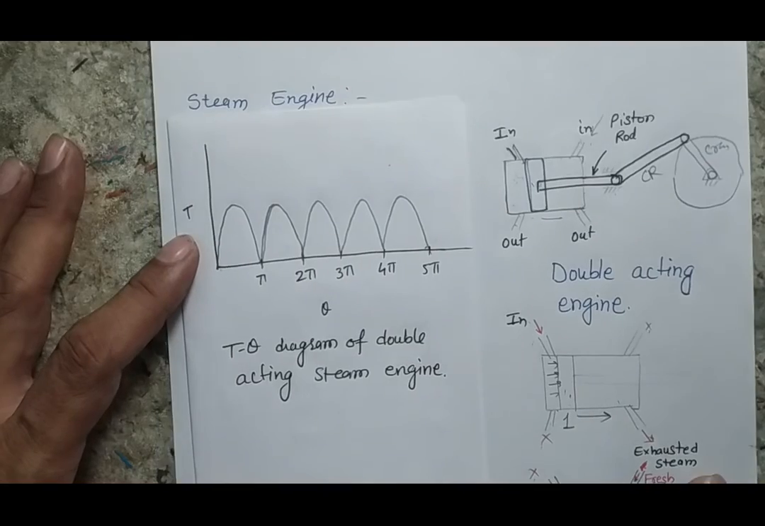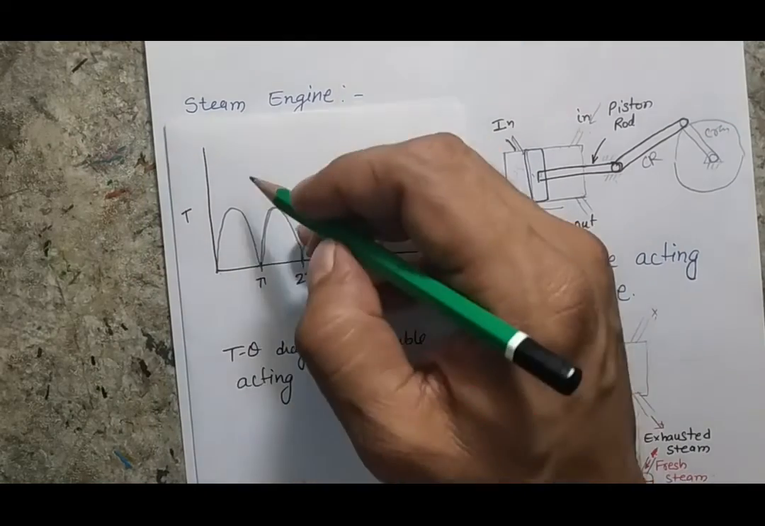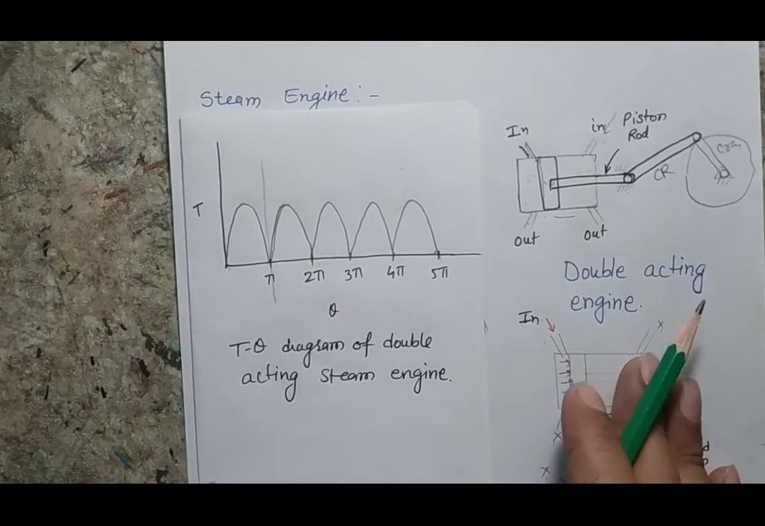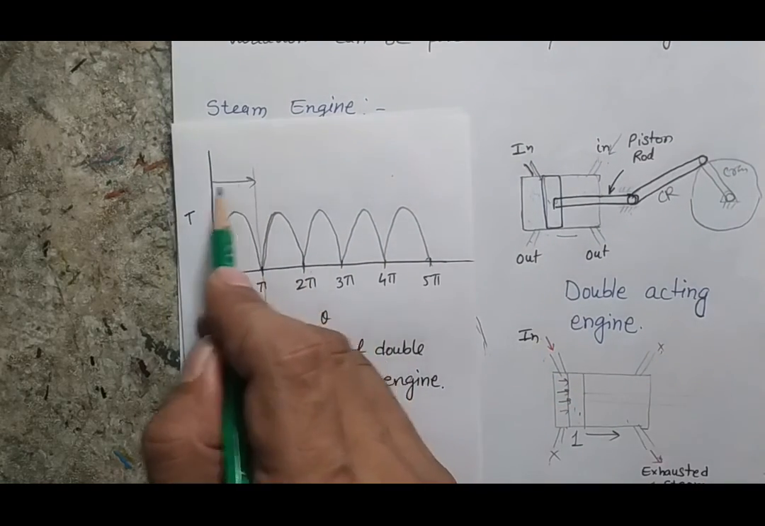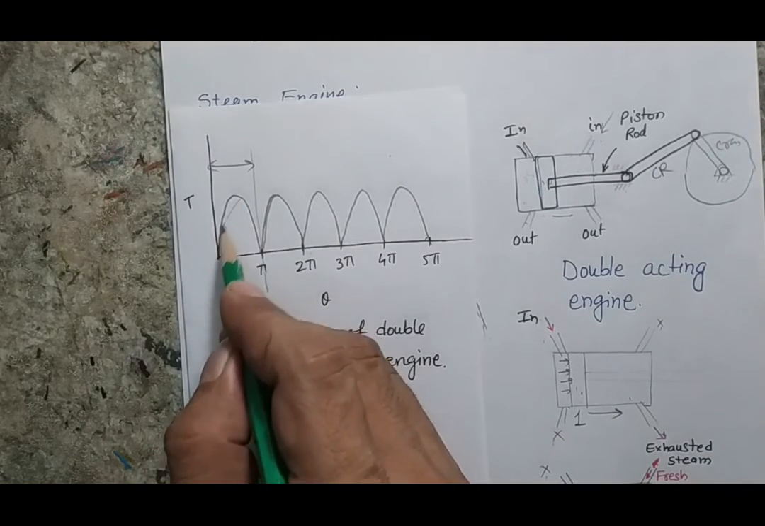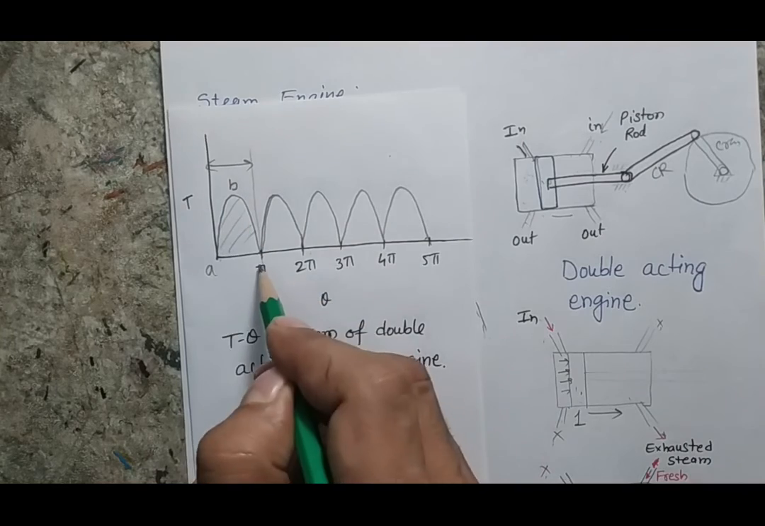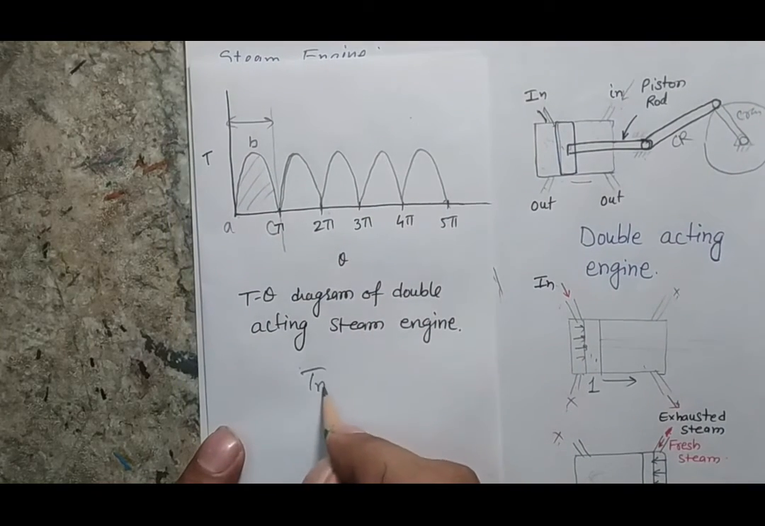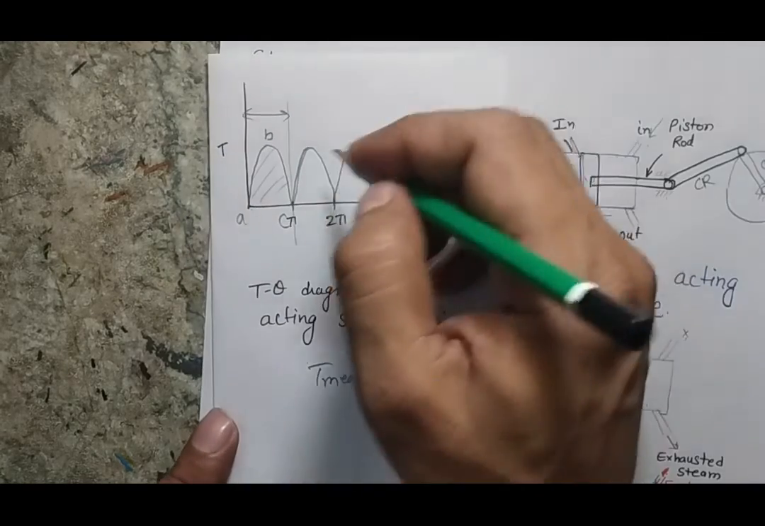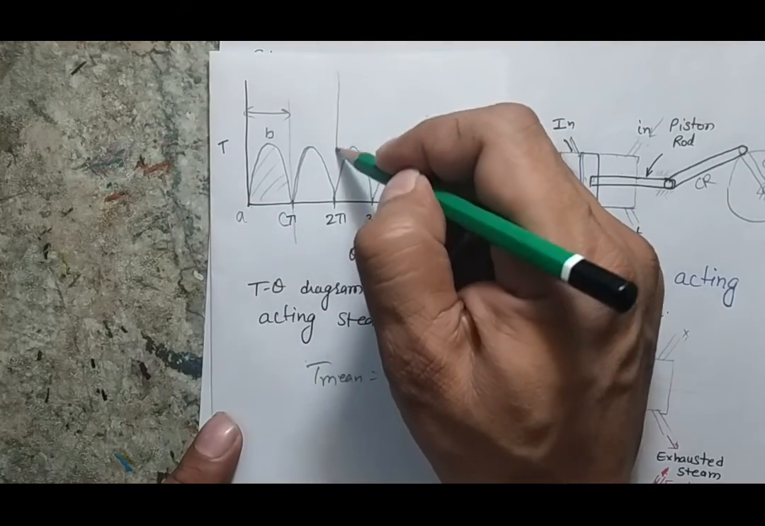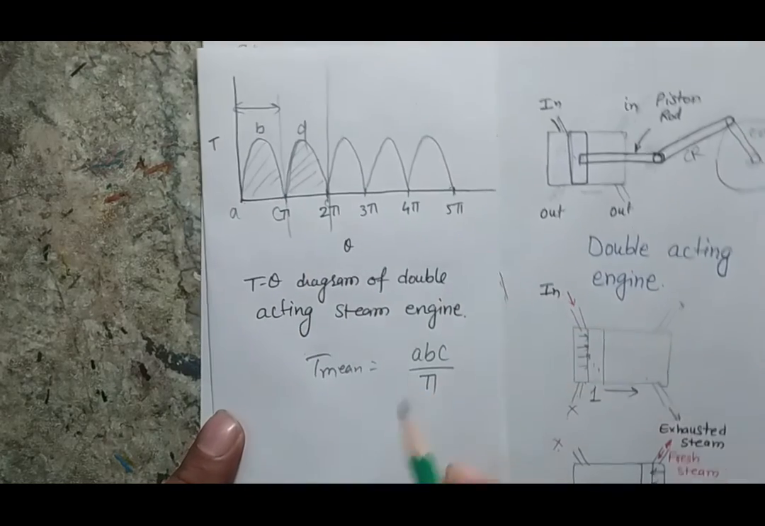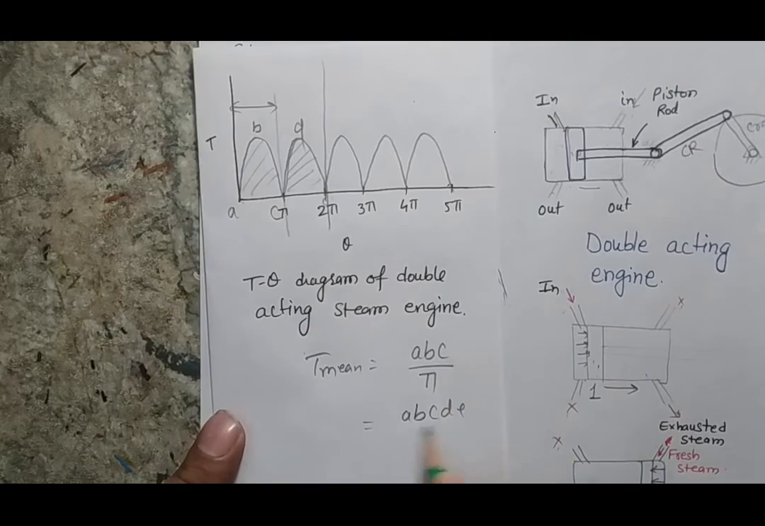In a double acting steam engine, the repetition is after half rotation. So instead of taking one complete rotation, I can assume that my cycle is completed in half rotation. If I calculate the mean torque, I can consider only this area. Suppose this is A, B and C. Then my mean torque will be area ABC divided by pi. Or if I am interested in calculating the mean torque for one complete rotation, I have to calculate this complete area, so my mean torque will be area ABCDE divided by 2 pi.